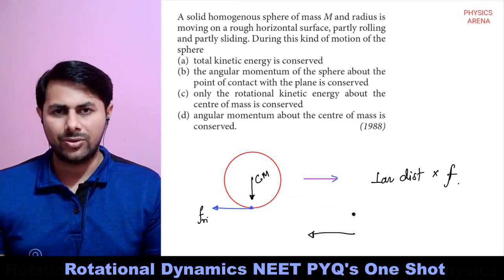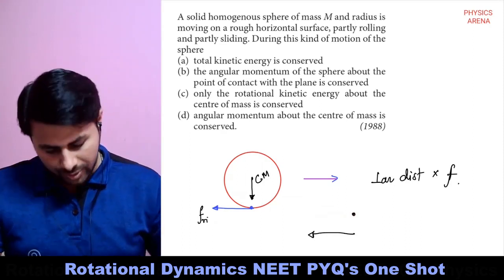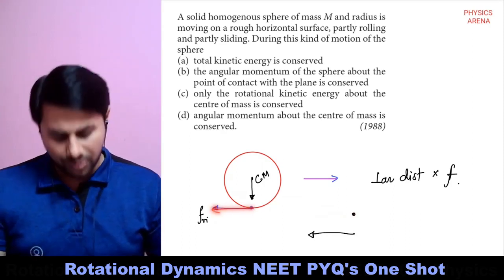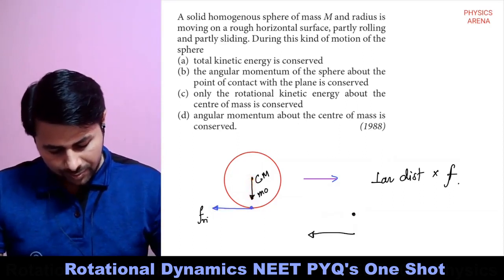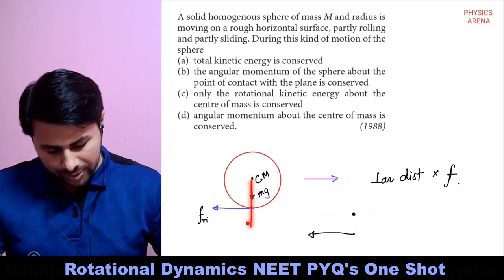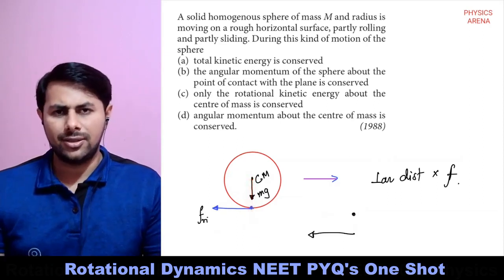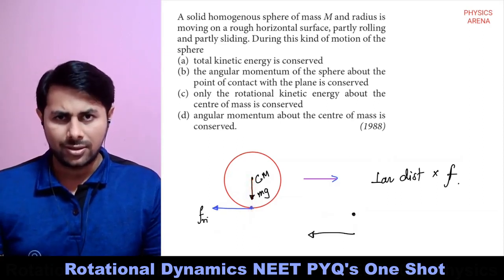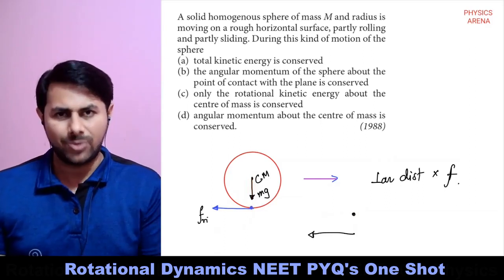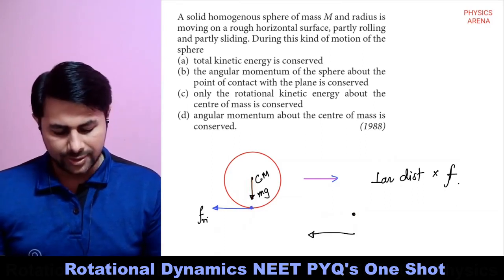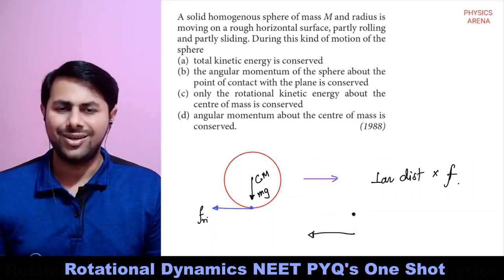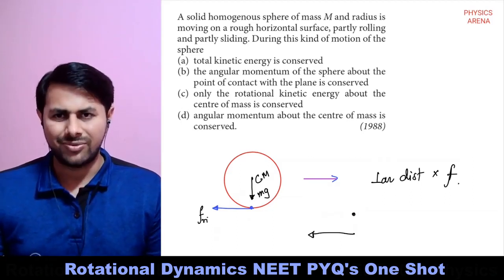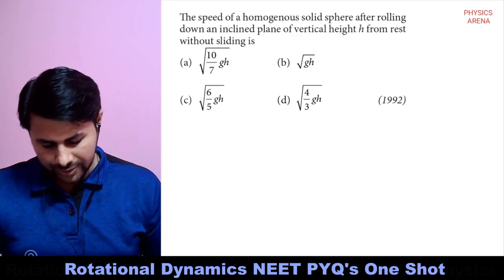So torque will be equal to 0. So torque due to frictional force is 0. Torque due to the gravitational force is also 0, right? Because it also passes through this point. So since there is 0 torque, and there are only these two forces, angular momentum about this point will be conserved. Let's move on to the next question.